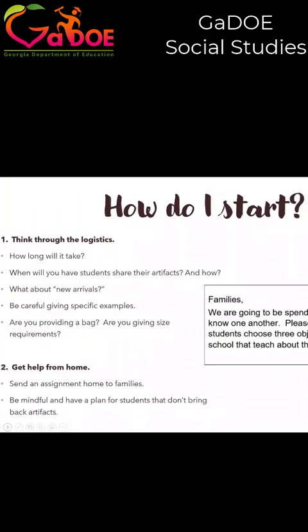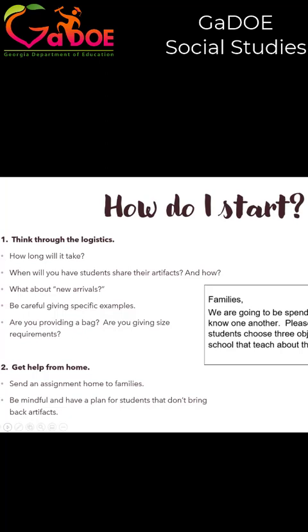So how do you start? The first thing you want to do is think through the logistics. How long is it going to take? Are you going to do this all in one day? Are you going to set this out as a museum and the students go around the room looking at the objects? Are you going to have them share the artifacts, or are you going to share the artifact and have the students guess what they know or guess who the person might be?